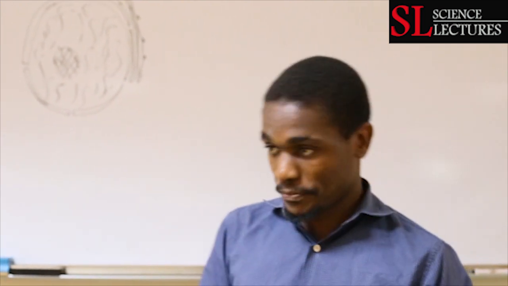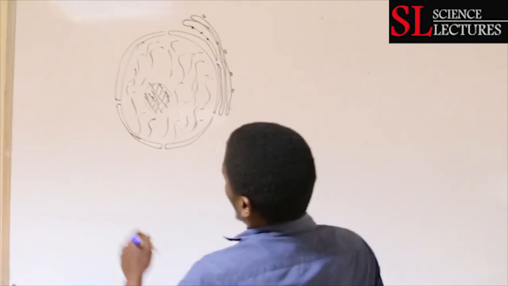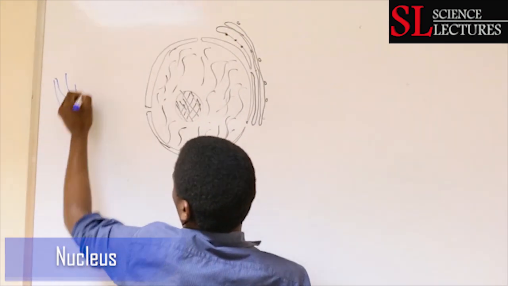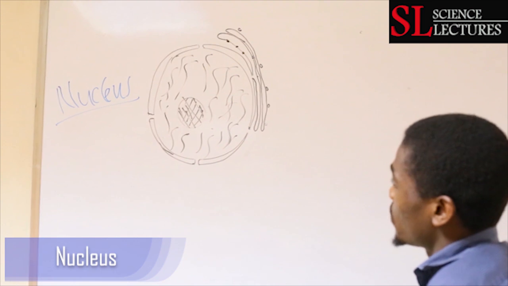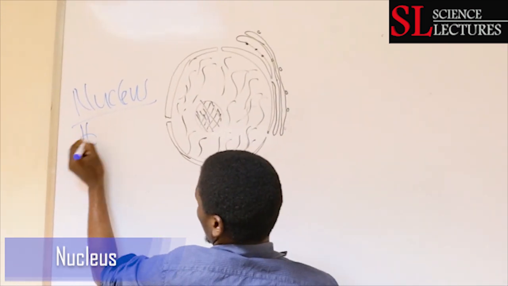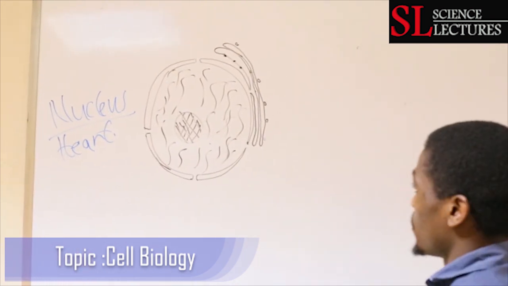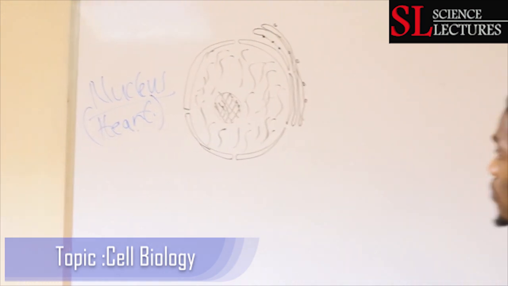So today we are going to be looking at the cell organelles, and among the cell organelles we are going to look at the nucleus. So let's start off with the nucleus. Some people also call it the heart of the cell, or you can call it the big mama of the cell.